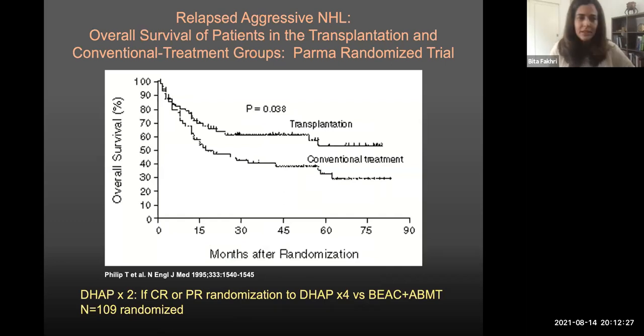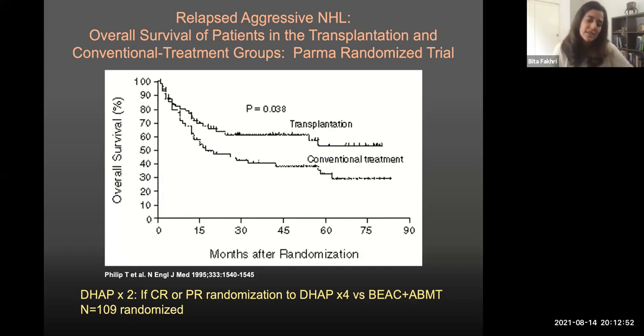Then what's gonna happen if someone relapses? So about one third of patients with diffuse large B-cell lymphoma who get upfront chemotherapy with an anthracycline-based regimen, unfortunately, either relapse or are primary refractory, meaning they never achieve any kind of remission. So this is in the pre-rituximab era.